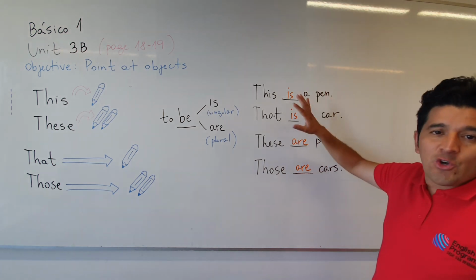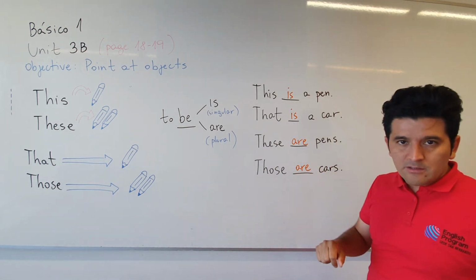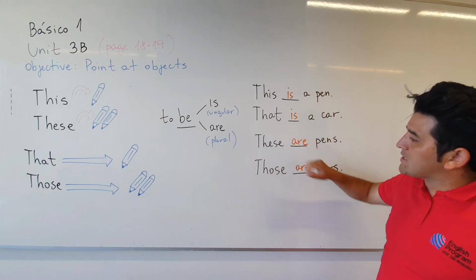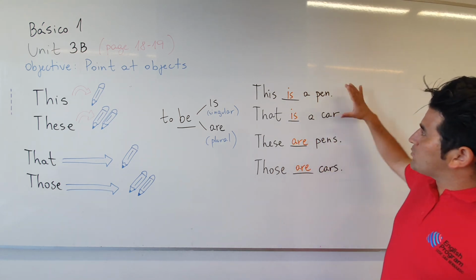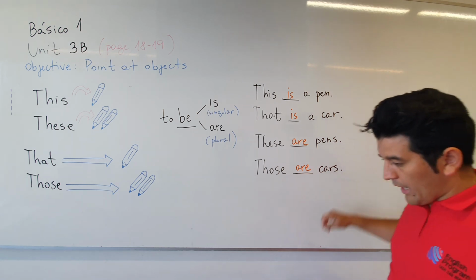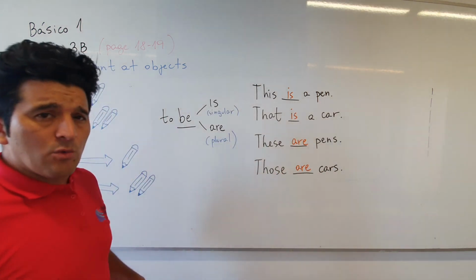In this activity, aquí no importa si está cerca o lejos. Aquí lo que estamos viendo es si es singular o plural, ¿ya? Por eso el this y el that están juntos acá y el these y those están juntos, porque estos dos son para singular y estos dos son para plural. Okay.